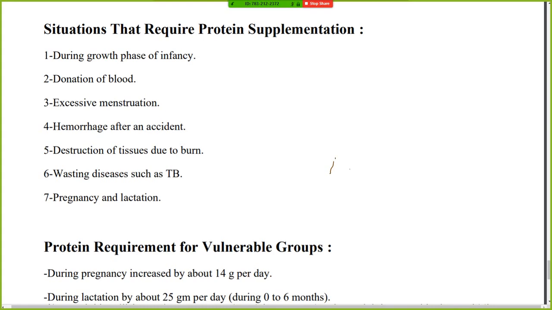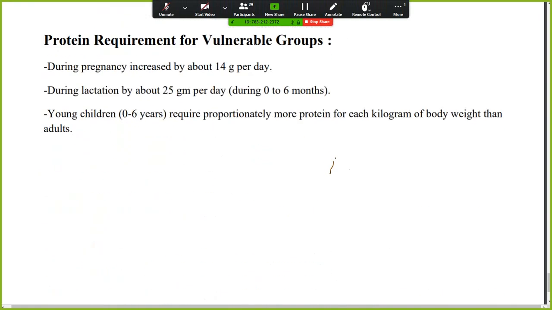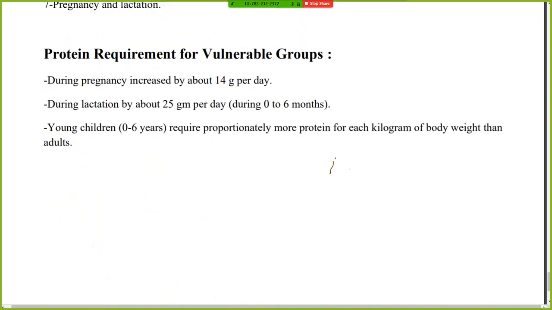Number five, destruction of tissues, as due to burns. Number six, wasting diseases such as TB. Number seven, pregnancy and lactation. All these conditions need protein supplementation.